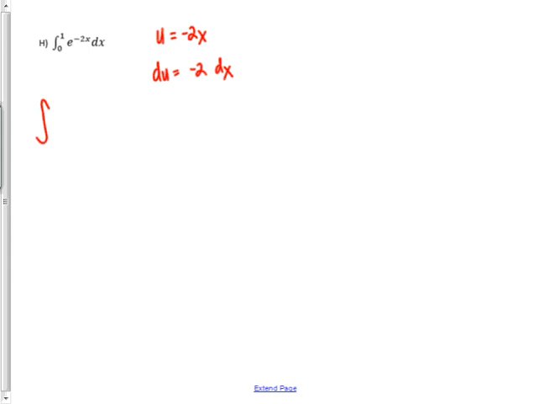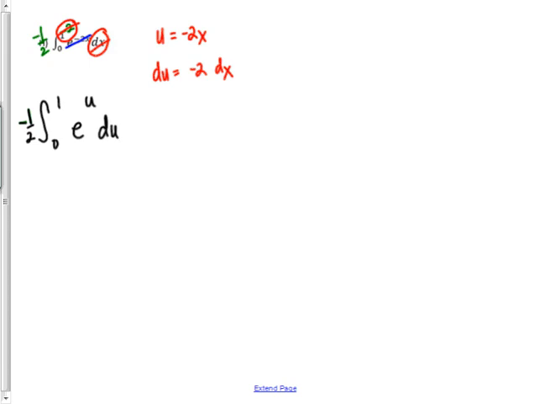So integral from 0 to 1. I'm knocking this out as e to the u. Now I need du, and du is just negative 2 dx, so no big deal. I can throw in that negative 2, cancel it with the negative 1/2. So bring that negative 1/2 down, and then I've got negative 2 dx as du.